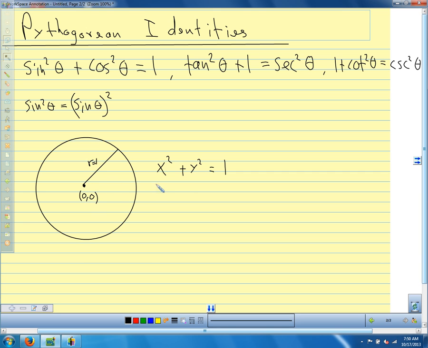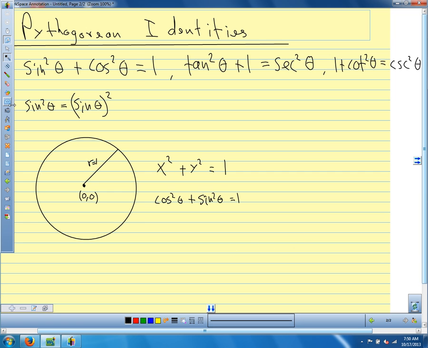On the unit circle, x is cosine. Y is sine. So on the unit circle, sine squared theta plus cosine squared theta equals 1. So that's where this identity comes from on the unit circle.